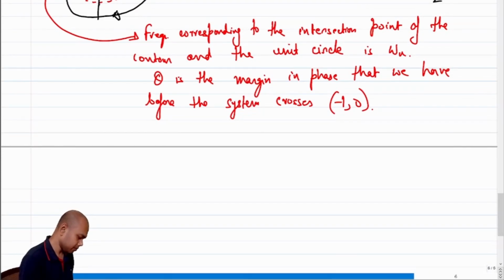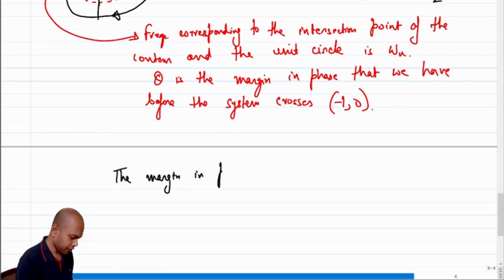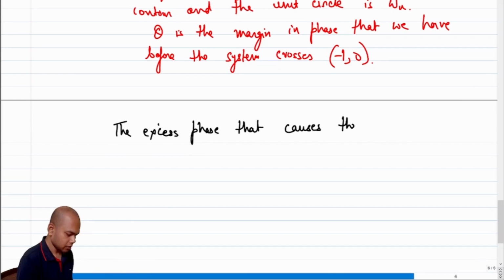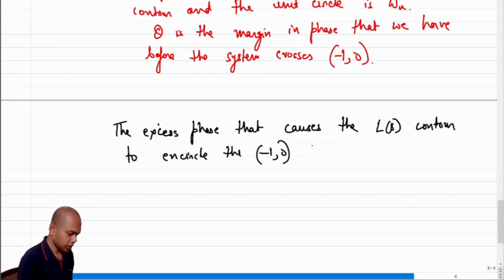So this margin, the margin in phase, or let me write it in a more formal way, the excess phase that causes the L of S contour to encircle the minus 1, 0 point is called the phase margin.